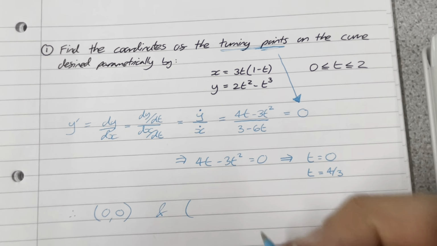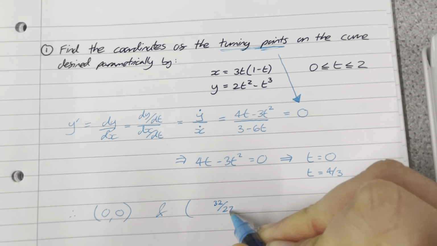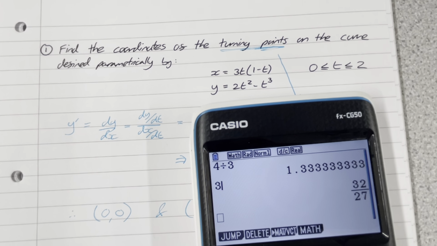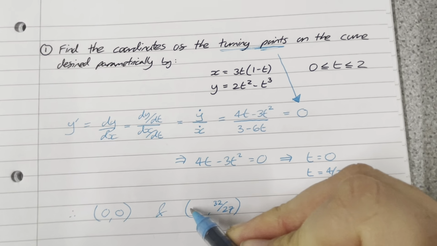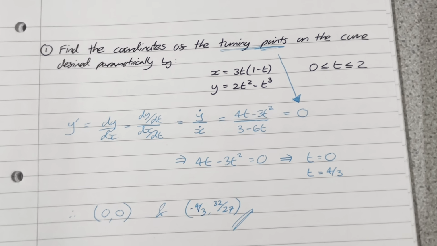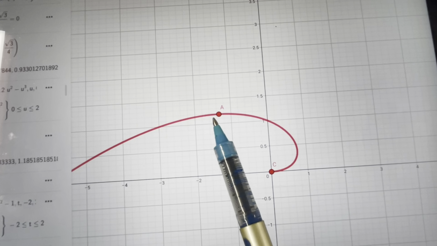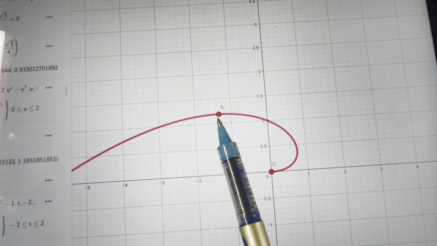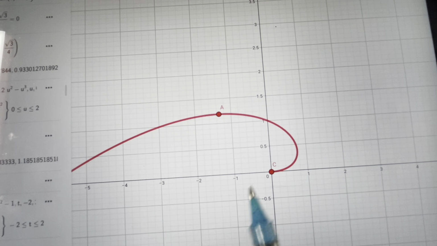That was the y coordinate. And the x coordinate is 3 times the answer times 1 minus the answer. And we get minus 4/3. And those are my two answers. Now if you look back at the graph, you can see that this is about minus 4/3 there. So we're in the right ballpark for our answer. And it's just a number that's a little bit bigger than 1, which 32/27 is just a little bit bigger than 1. So I'm happy that those two are the correct answers.